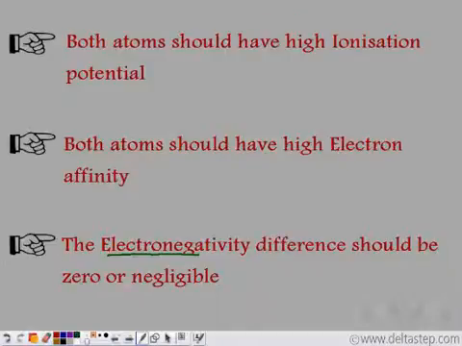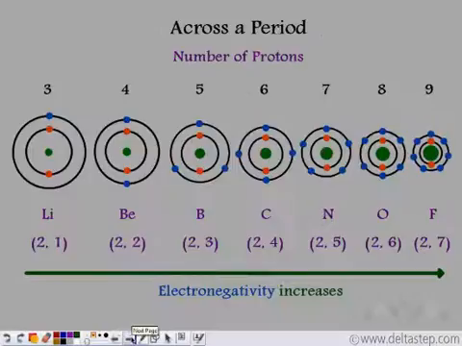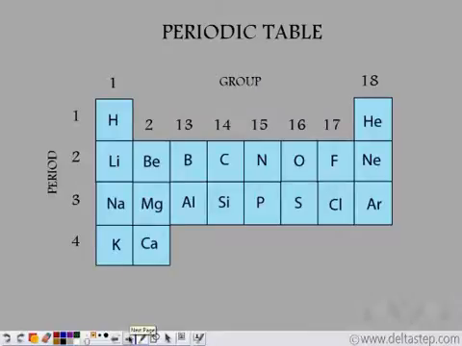Now let's see how electronegativity varies in a periodic table. When we move from left to right across a period, the electronegativity increases. And when we move from top to bottom in a group, the electronegativity decreases. So these are the three important conditions which are required for the formation of a covalent compound, and the variation of these three in the periodic table is very important.